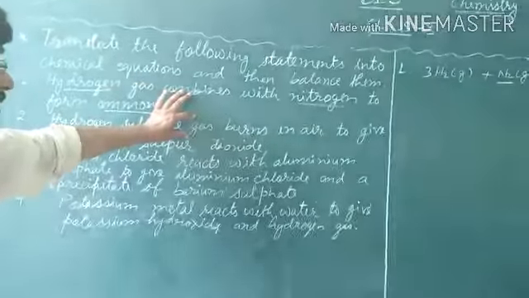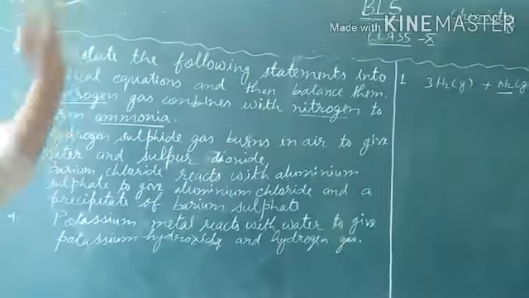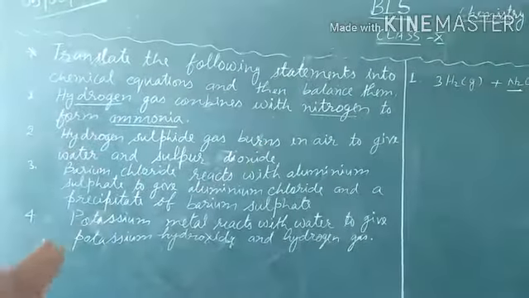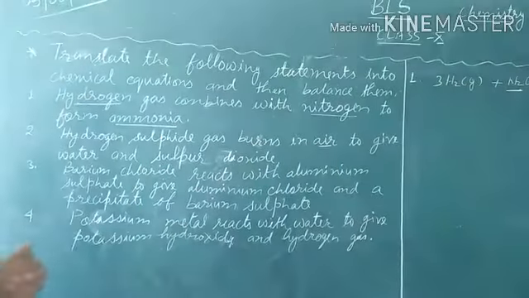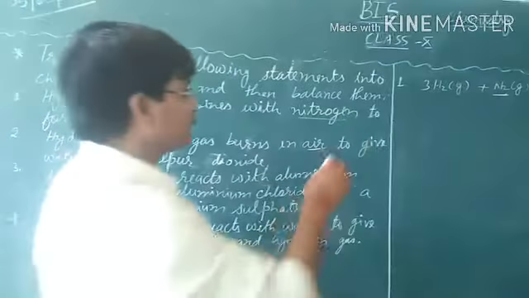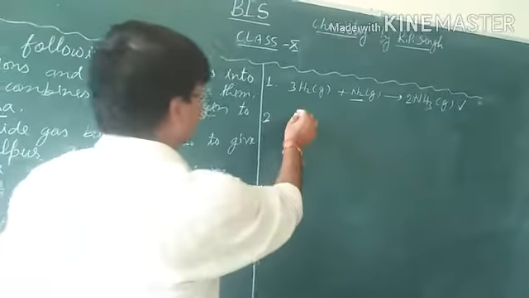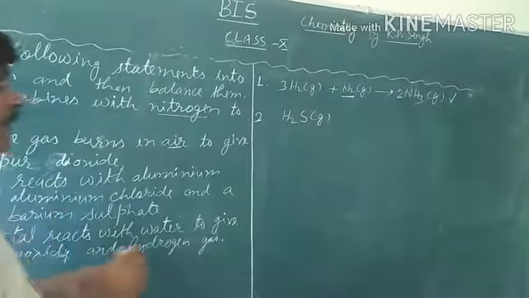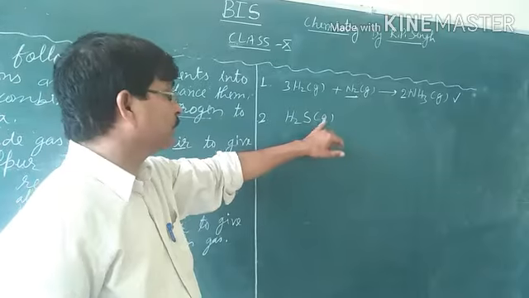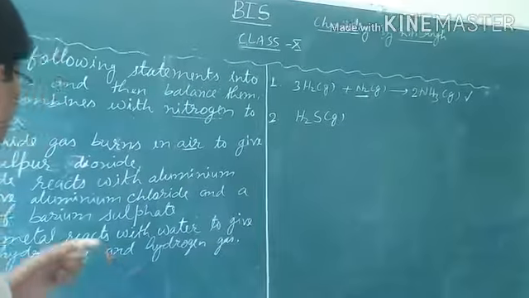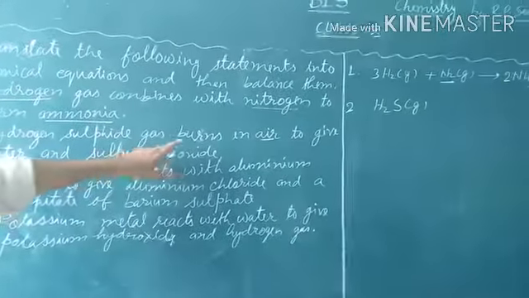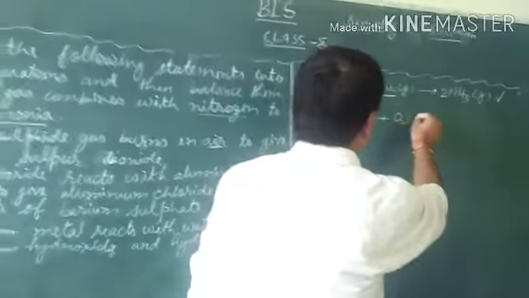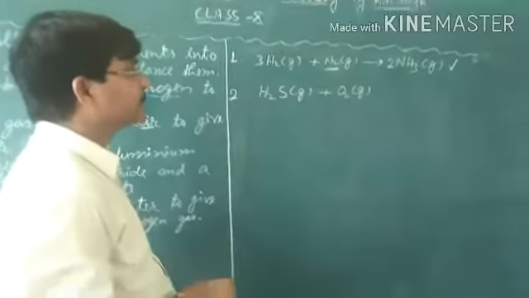Hydrogen sulfide gas burns in air. Air means O2, oxygen. The formula of hydrogen sulfide gas is H2S. This is gas, so I wrote g in the bracket. Hydrogen sulfide gas burns in air. Air is O2. This is gas, oxygen is gas.